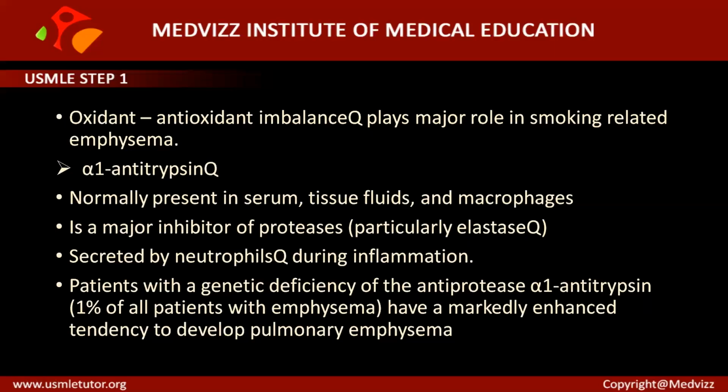So any patient with a genetic deficiency of the antiprotease alpha-1 antitrypsin, which is seen in approximately only 1% of all patients with emphysema, has a markedly enhanced tendency to develop pulmonary emphysema, remember. So only in 1% of the patients with emphysema will you see alpha-1 antitrypsin deficiency. But if you look at all the different types of emphysema, smoking increases the risk further, whatever the type may be.